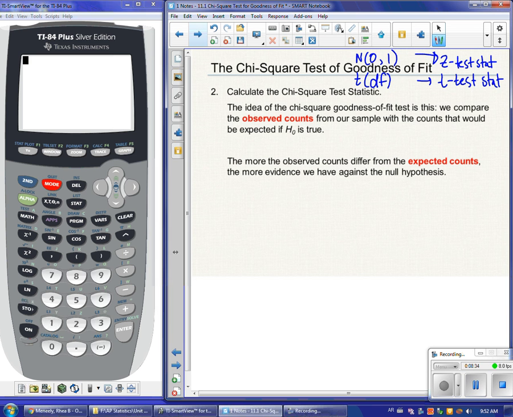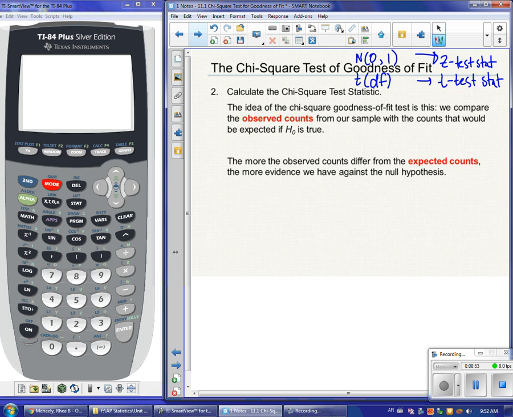And with the chi-square tests, you'll see degrees of freedom is going to be computed differently as well. So the idea of the chi-square goodness of fit test is that we compare the observed counts from our sample with the counts that we would expect if the null hypothesis is true. And the more the observed counts differ from the expected counts, the more evidence we have against the null hypothesis.